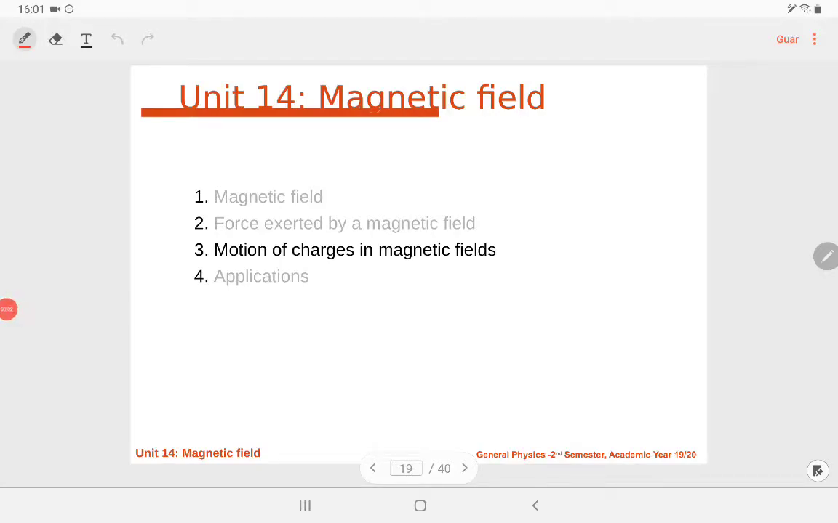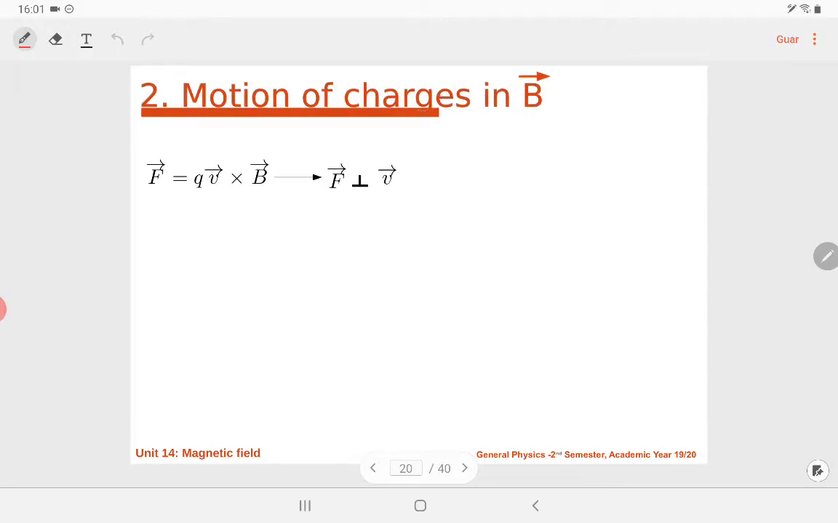In this video, we continue with Unit 14 and we focus on the motion of charges that are inside a region where there is a magnetic field. As you know, when there is a charge moving in a region where there's a magnetic field, there is a force exerted on this charge. The force is, as we have seen previously, equal to the charge times the cross product of the velocity and the magnetic field.